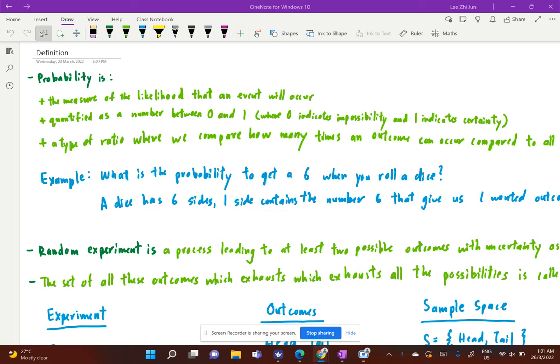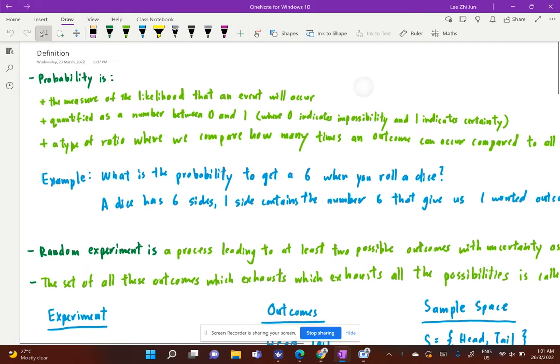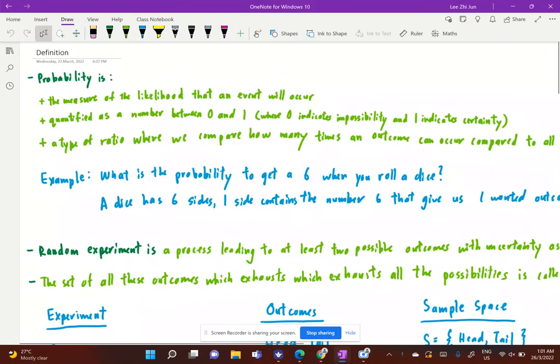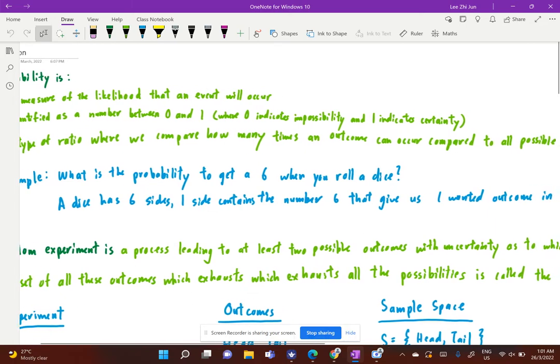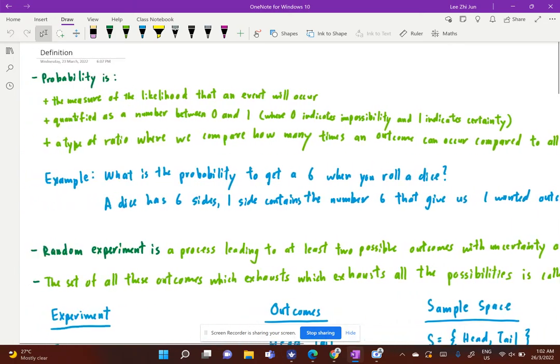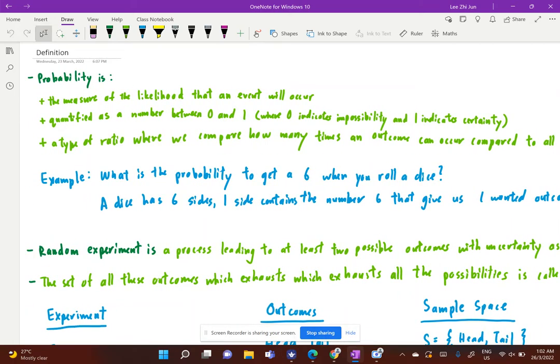Before that, we need to know what probability is. Let me give a simple explanation, as the definition is not important in our exam. Probability is the measure of the likelihood that an event will occur. It's a type of ratio where we compare how many times an outcome can occur compared to all possible outcomes. It is quantified as a number between 0 and 1, where 0 indicates impossibility and 1 indicates certainty.